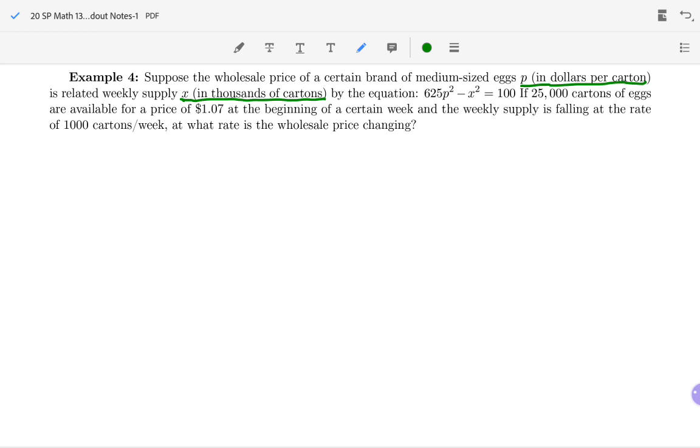squared equals 100. So just stopping and writing after our equation, these variables: we have X, we have P, and then we're changing with respect to time. X, it says, is in thousands of cartons. So if X is 5, that doesn't mean they're selling just 5 cartons of eggs. That means 5,000 cartons. P is their price in dollars per carton. Again, they're not selling eggs by the individual egg. They're selling them by the carton of eggs. And then it says weekly supply, so T must be in weeks.